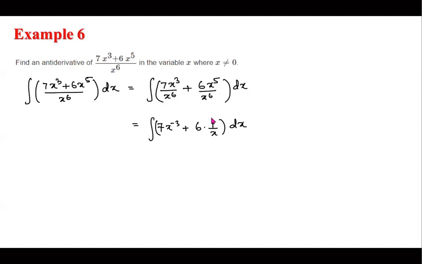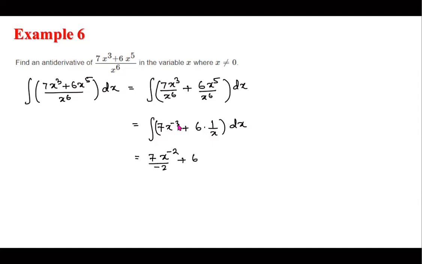And then to find the antiderivative of the first one, we use the reverse power rule. 7 is a constant, we keep as it is. In the reverse power rule, we increase the power by 1. So x raised to, if we increase the power by 1, negative 3 plus 1 is negative 2. And we divide by that new power.